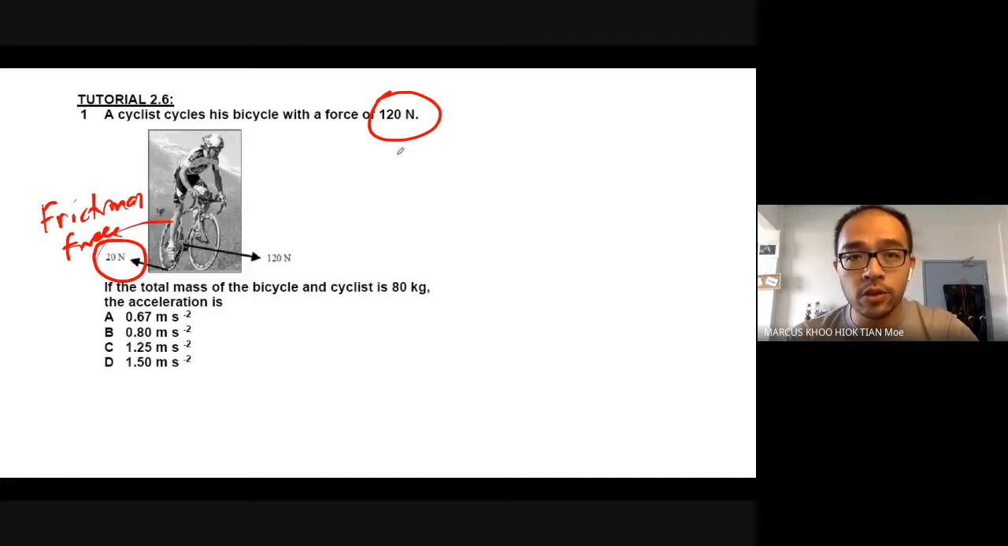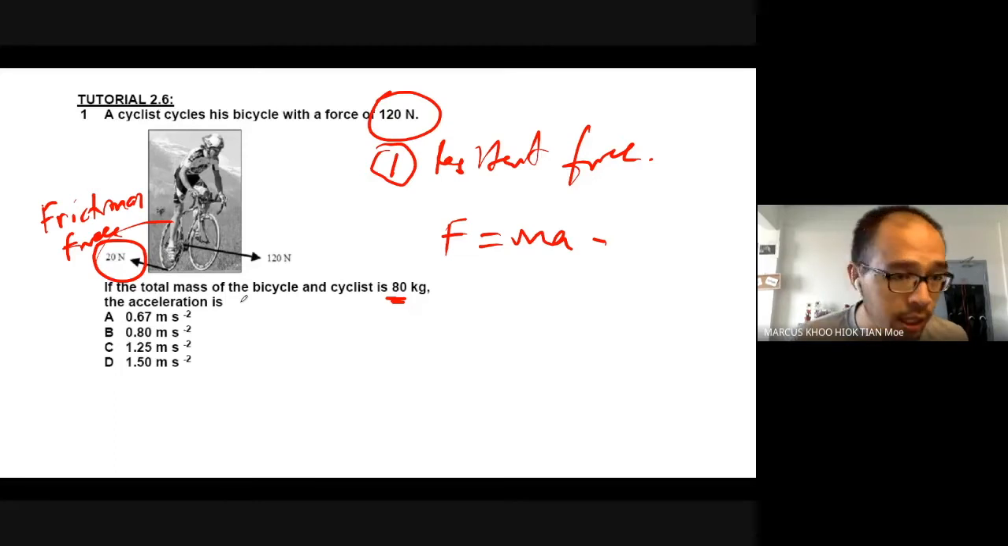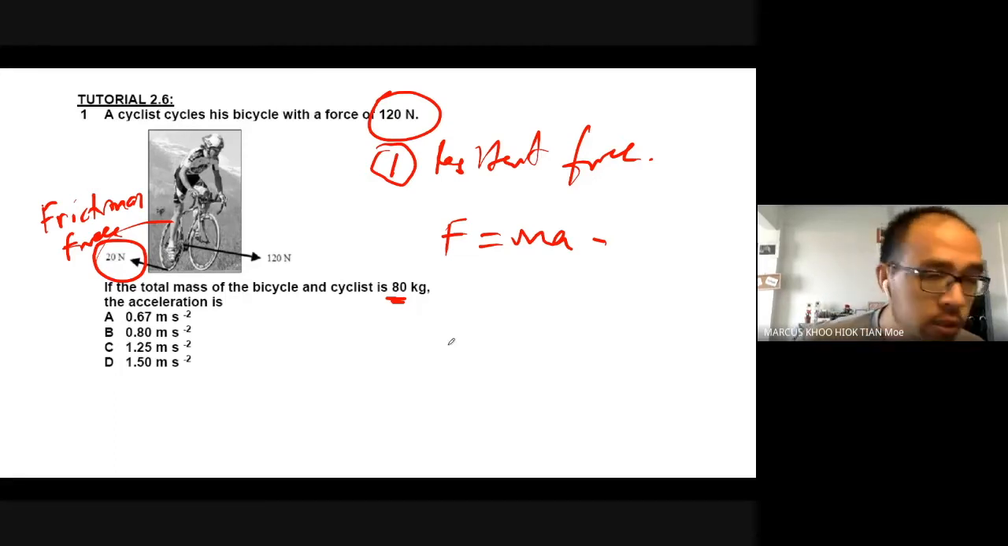The first thing we need to do is count the resultant force, and then put it into F equals MA. The mass is 80 kg, because it's already given that the total mass of the bicycle is 80 kg. Can you calculate the acceleration for me, please? Can I have Carlson to answer this, please?